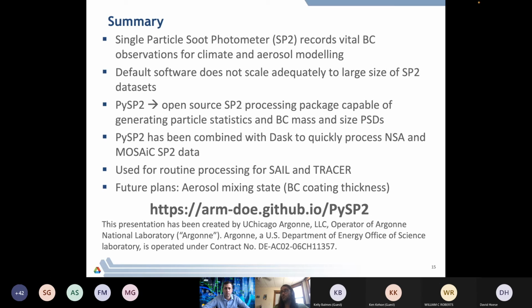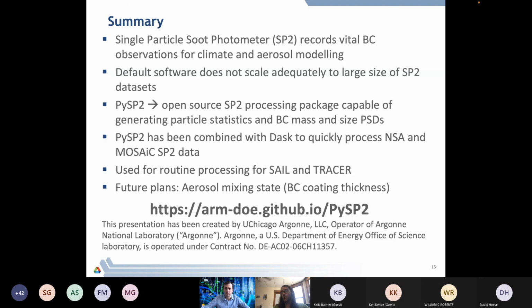And from Fan May, PySP2, yes, it will support the aircraft SP2, just as long as you have an INI housekeeping file, an INI file, an SP2B file, it should work. And currently, at this point, we don't have plans to process the previous campaign data with PySP2, but it's something we'll definitely look into as we have more data available.